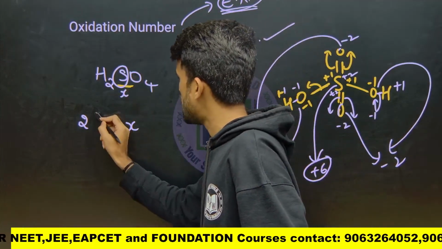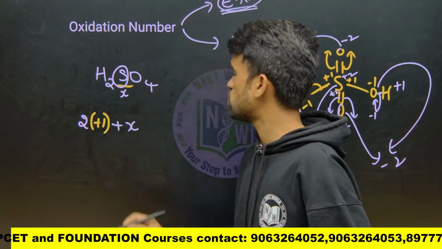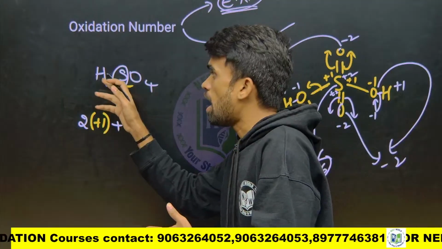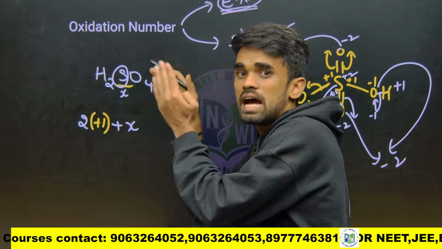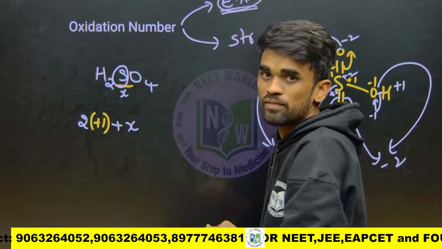So 2 hydrogen atoms, each one is having +1 charge. So how are we saying it is +1? It's purely based on the electronegativity difference between that hydrogen atom and its attached atom. Okay. Then next, X is the sulfur oxidation state.